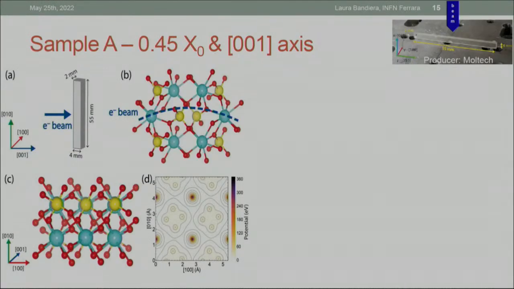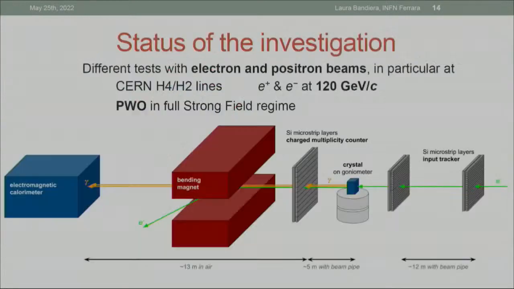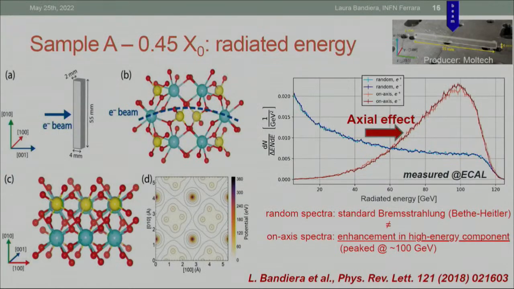We started our investigation with the 4 millimeter long crystal oriented along the 001 crystal axis. And we see what we already saw with germanium, a strong enhancement in the energy loss measured by the electromagnetic calorimeter. Keep in mind that, in how this setup is done, the energy lost in secondary particles emitted inside the crystal cannot be measured by the calorimeter. So this is only the neutral signal.